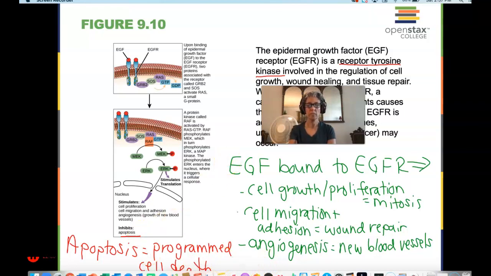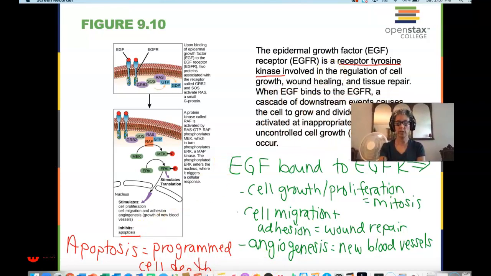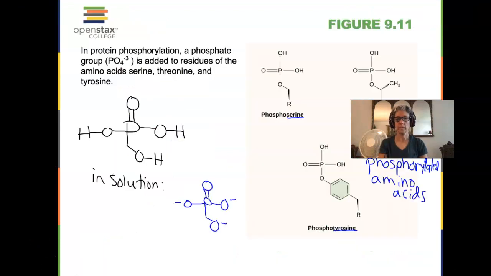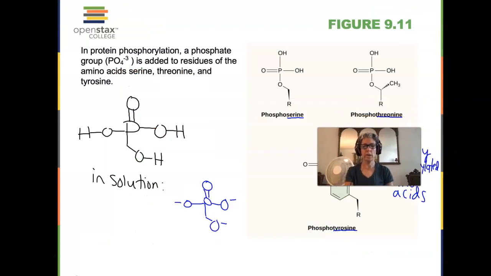Let's see, slide is not advancing. Phosphorylation, again. Move me out of the way. There we go.